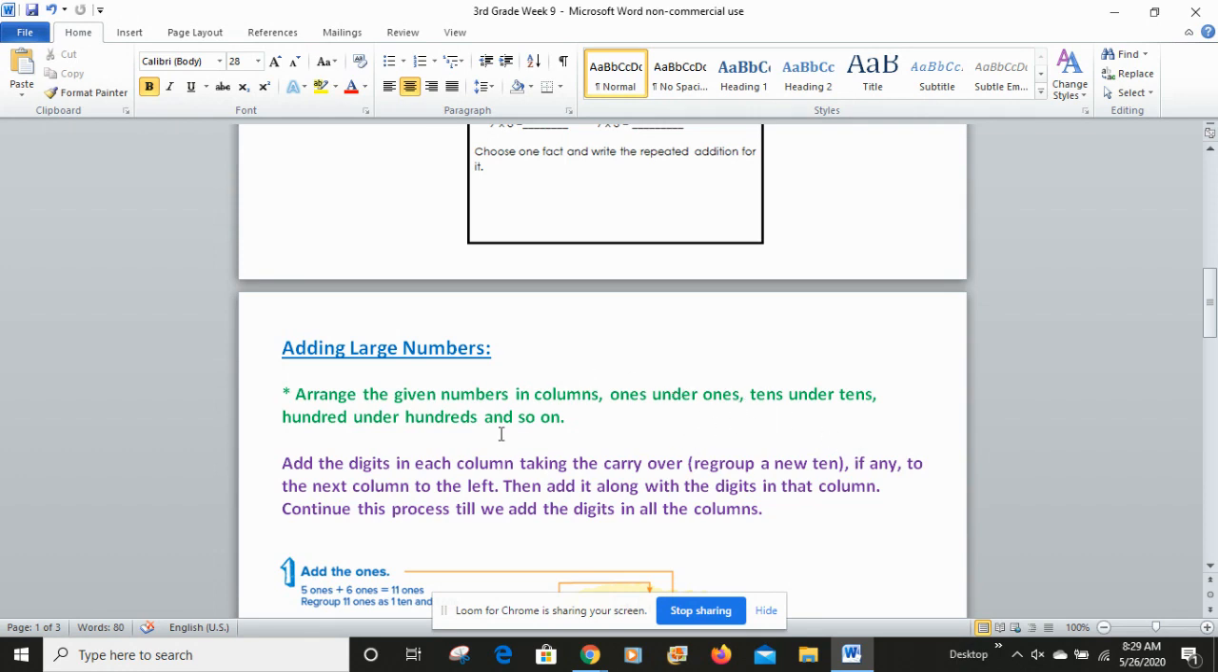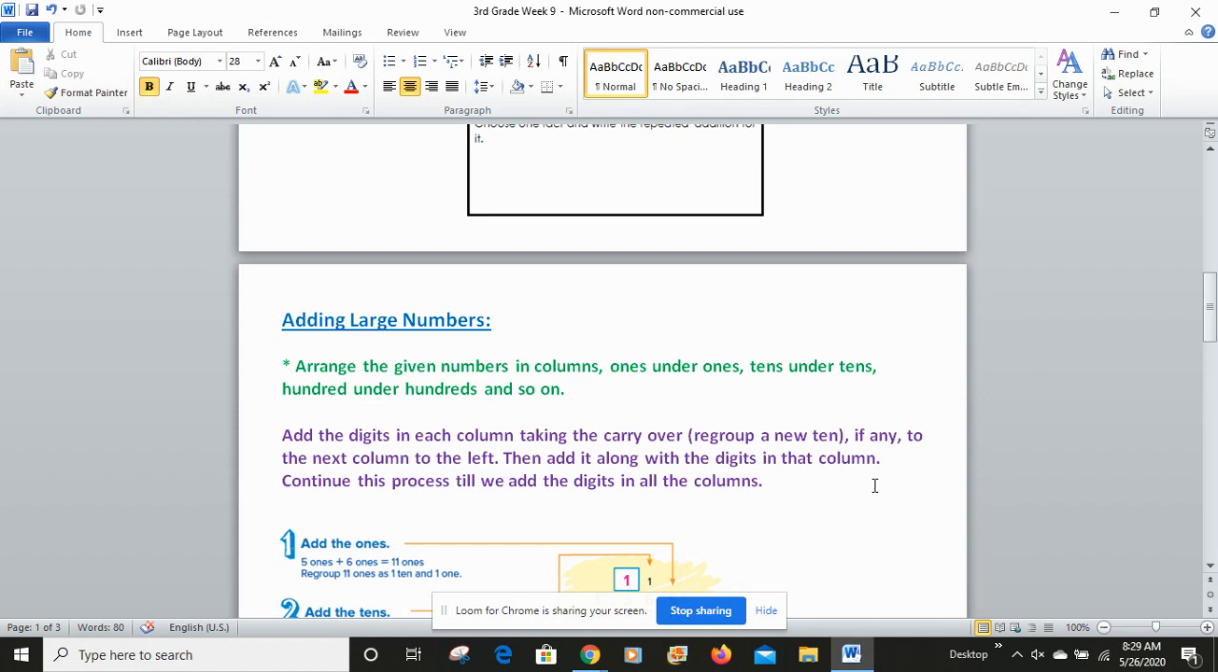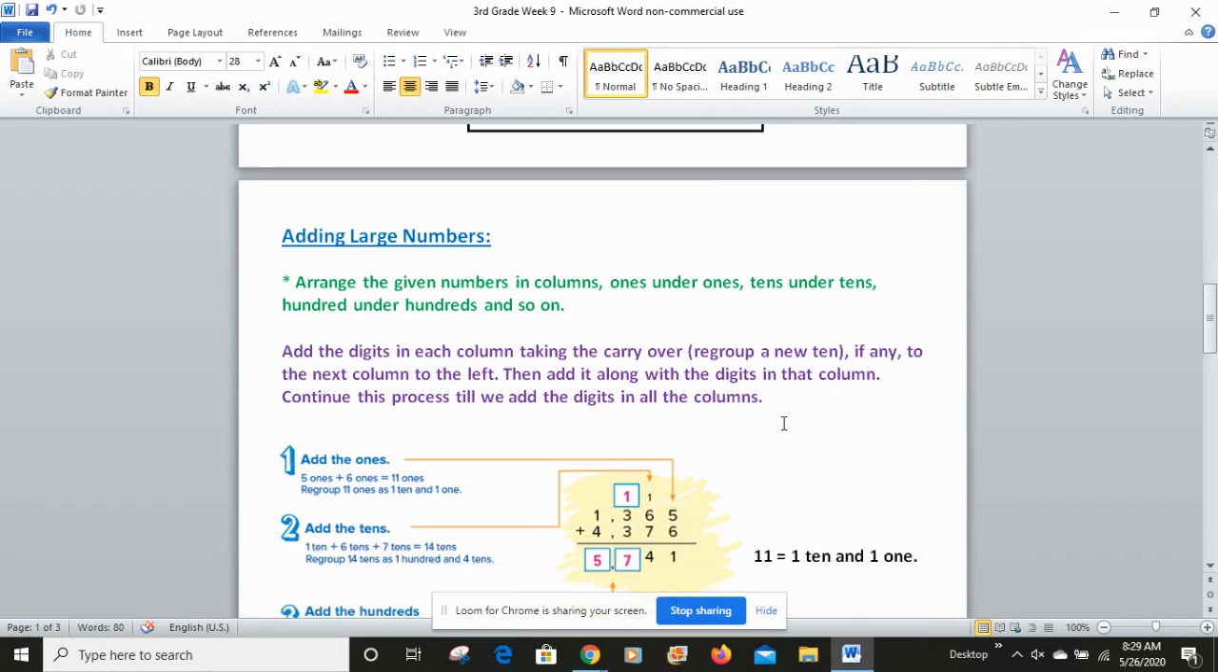So do that first. Then start adding the digits in each column, taking the carryover, or when you regroup a new 10, if any, to the next column to the left. And you always start adding in that ones column on the right side. Then, if you've made a new 10 and you've added it to the column to the left, add it along with the digits in that column. Continue this process till we have added all the digits in all the columns.